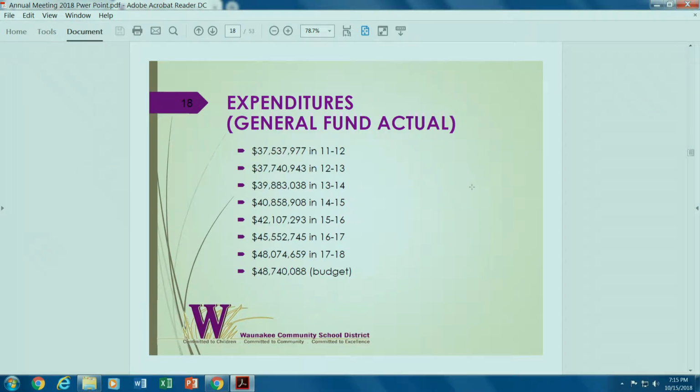You can see the trends that we have had with regards to general fund expenditures since 2011-12 up to the present. So these are numbers that you've seen in the subsequent versions of the budget.